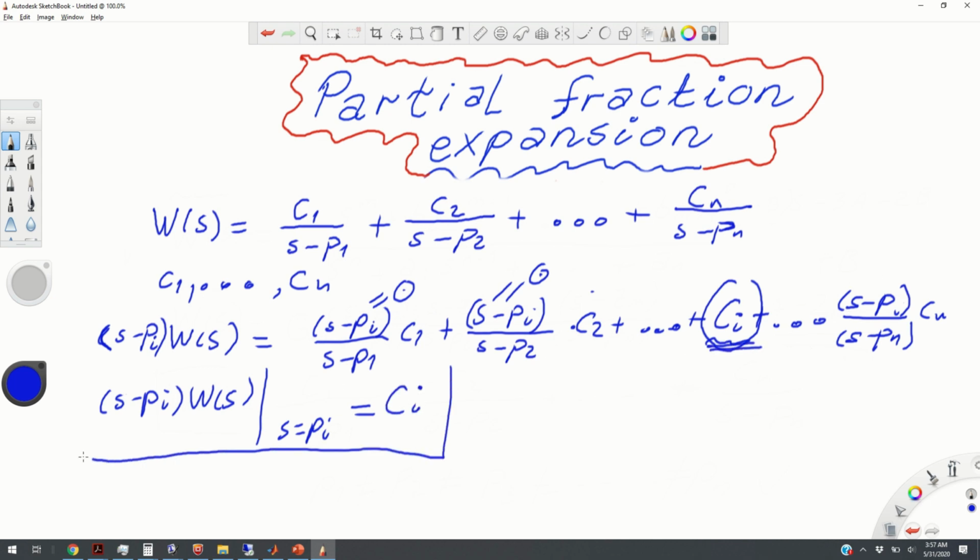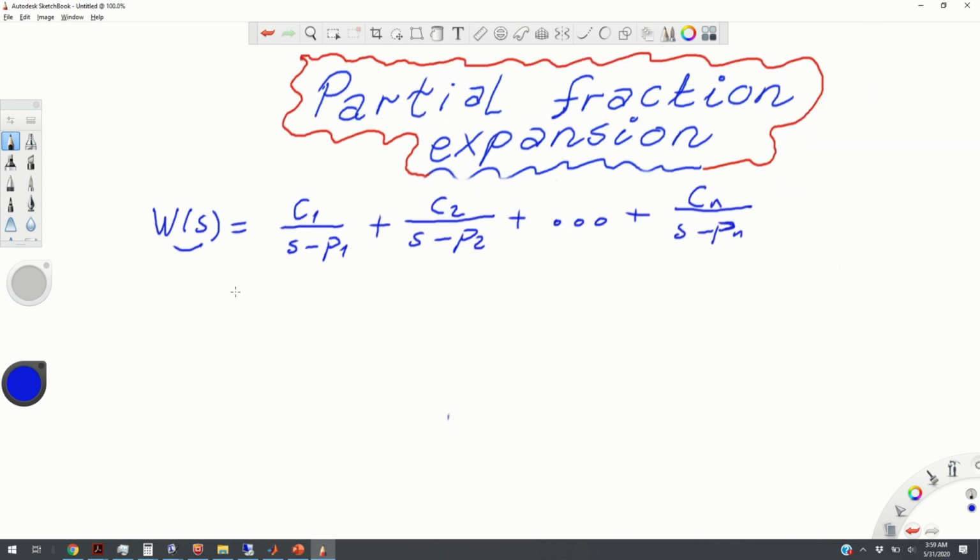So here is our formula, a very nice formula. To obtain the ith constant ci, we take the original expression, multiply it with s minus pi, and evaluate at s equals pi, and we obtain this constant. So if you want to get the first constant, we multiply the whole expression with s minus p1 and evaluate such an expression at the first pole. And this is our formula.